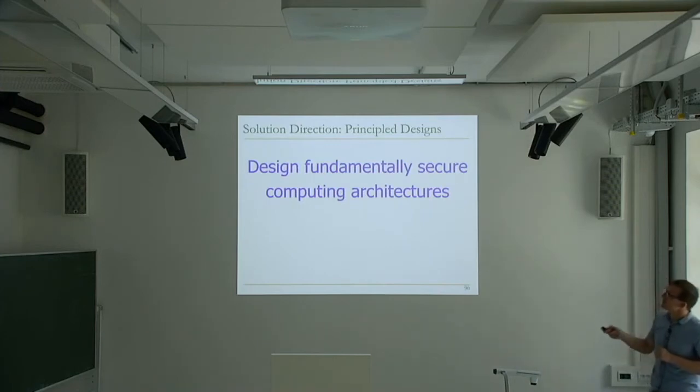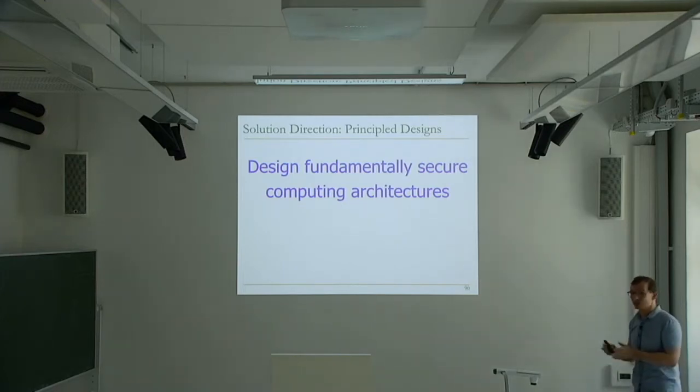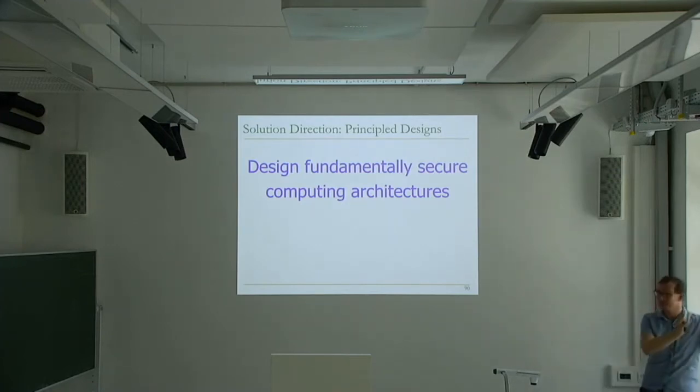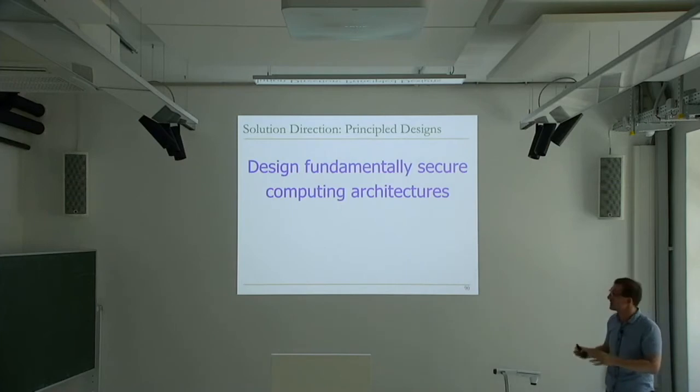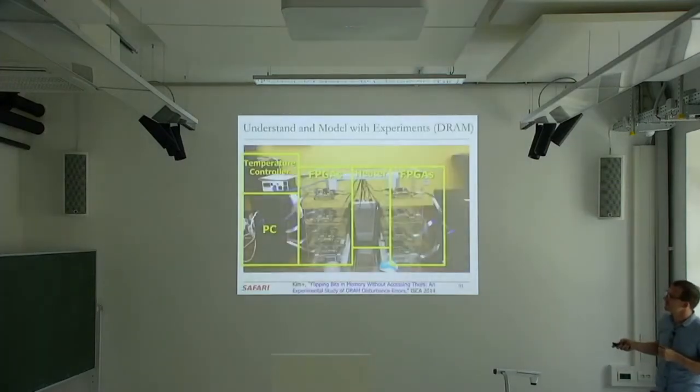I think we need to really rethink how we architect computing systems such that they're more fundamentally secure. The way we are doing it right now is security is not a third-class concern. Maybe it's a fourth-class concern today. But it's moving up in the hierarchy, I think. Especially in hardware design, it needs to be a first-class concern. So we need to somehow predict and prevent such safety issues.